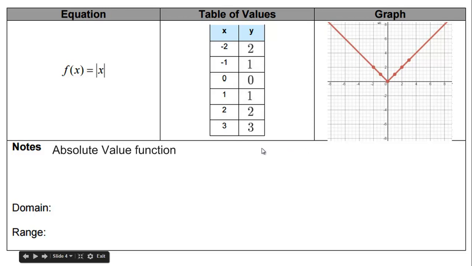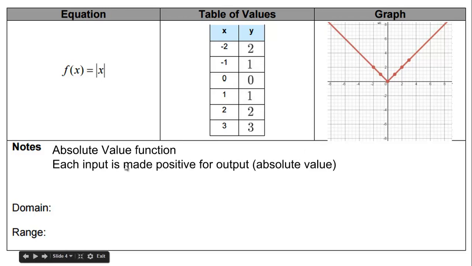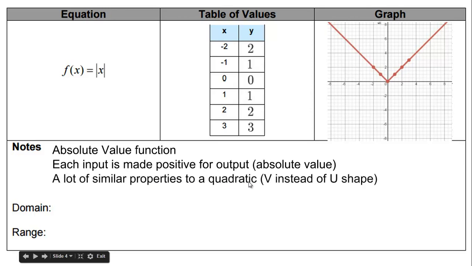Okay. This is called the absolute value function. Each input is made positive for the output, so we take the absolute value of every input. There's a lot of similar properties to the quadratic. You're going to see the domain and range are very similar. We just have a V shape instead of a U shape. The step pattern, we don't really look at the step pattern. It's not the same thing. It's just over 1 up 1, over 1 up 1, over 1 up 1.